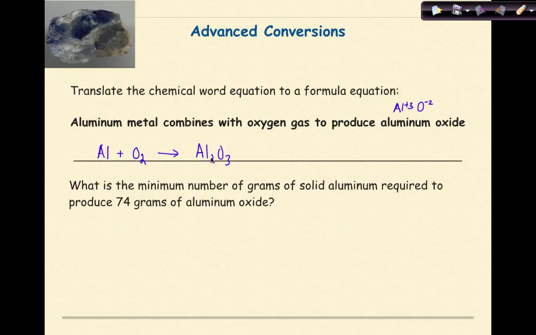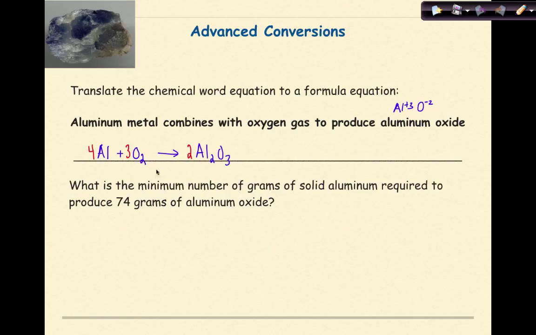We could start with the aluminum, but I would hesitate doing that because I see 2 oxygens here, 3 oxygens here. I know I need to balance them. So I'm going to put a 3 here to get 6. I'm going to put a 2 here to get 6 oxygens. I have 2 times 2, that's 4 aluminum. I'm going to put a 4 over here, and that will give me my balanced equation.